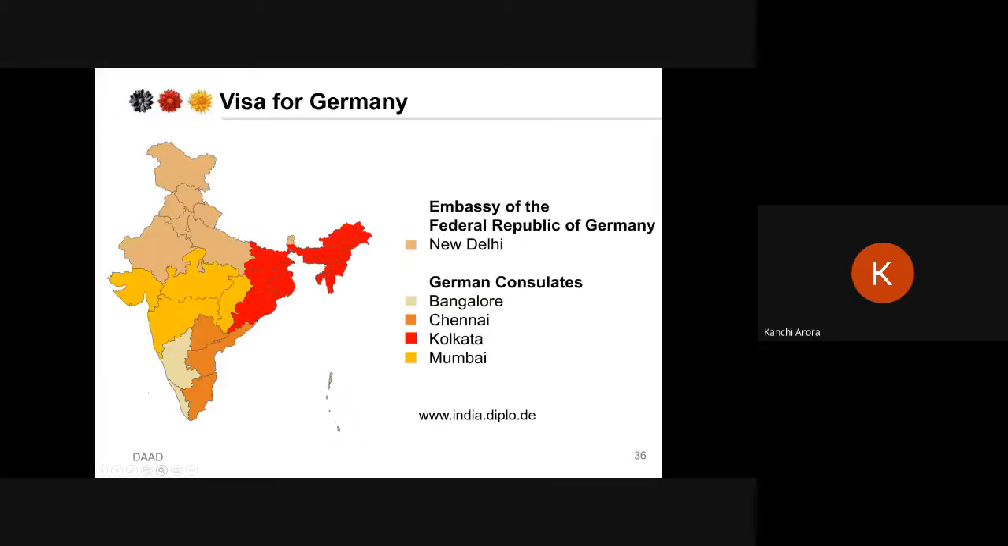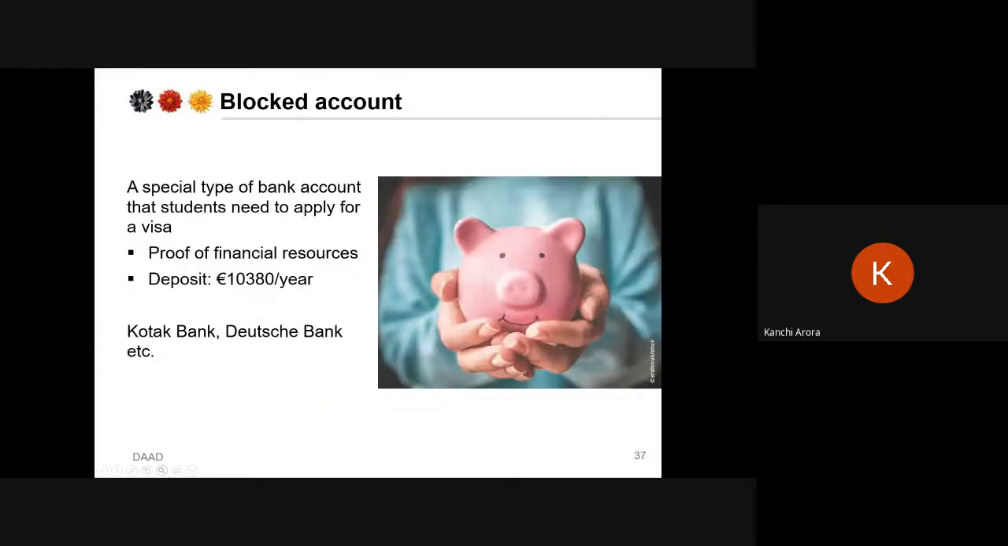Talking a little bit about visa, so for you, the relevant consulate would be the consulate in Bangalore. Please make sure that you approach the consulate or the VFS well in advance. What you would need is your visa application document along with your passport size photographs, your certificates, and what you would also need is your blocked account.